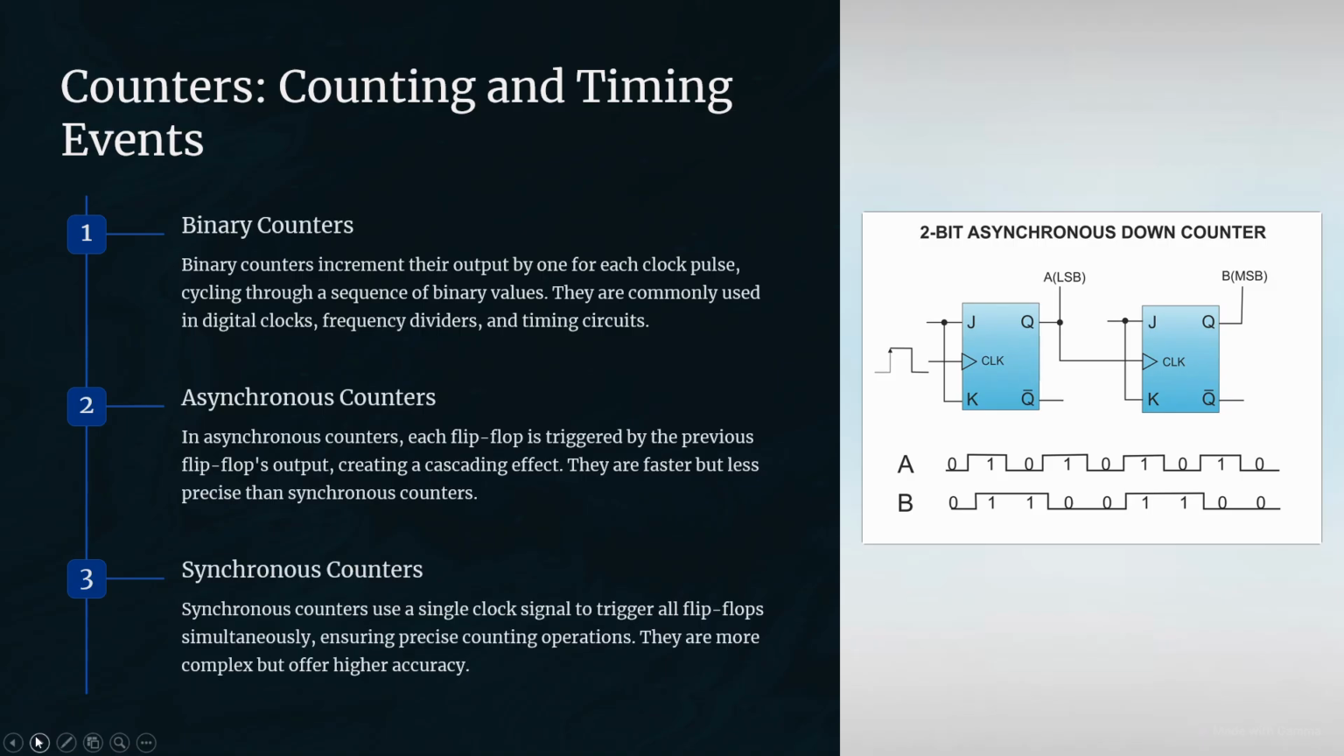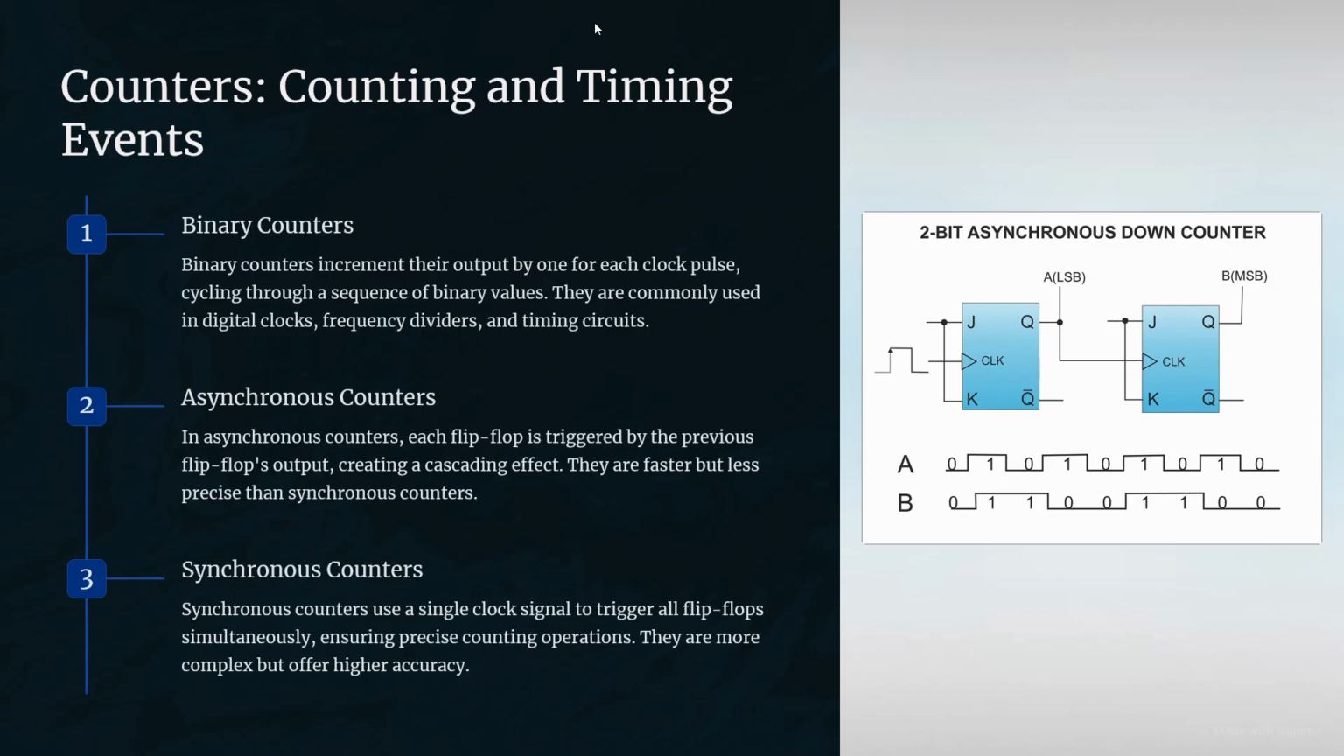Counters: counting and timing events. Binary counters, asynchronous counters, synchronous counters. Binary counters increment their output by 1 for each clock pulse, cycling through a sequence of binary values. They are commonly used in digital clocks, frequency dividers, and timing circuits.